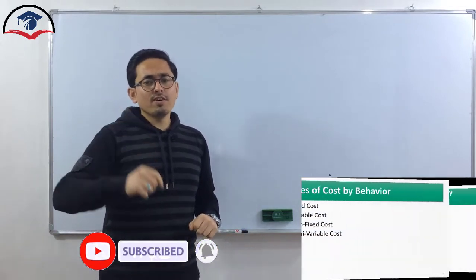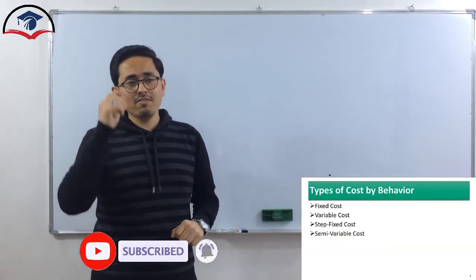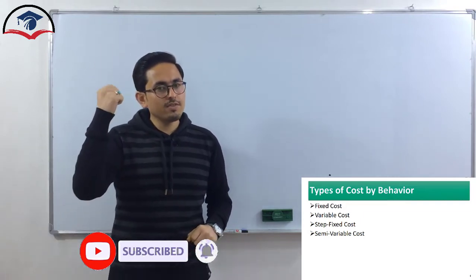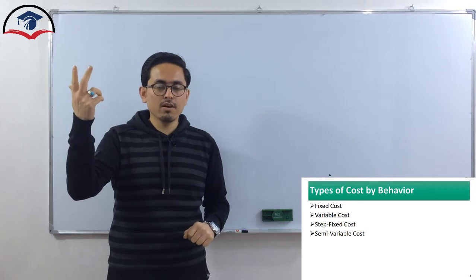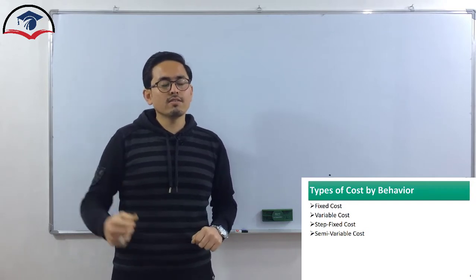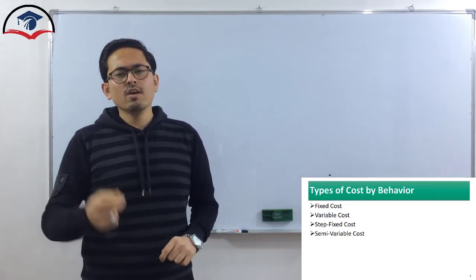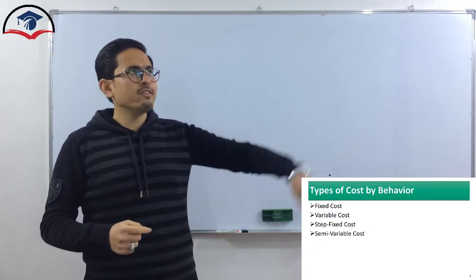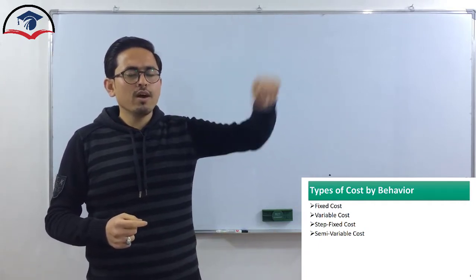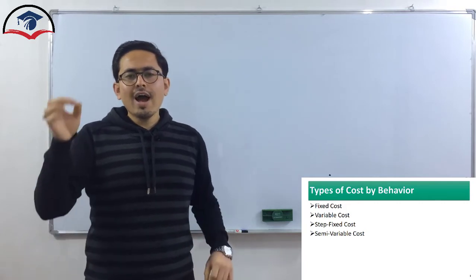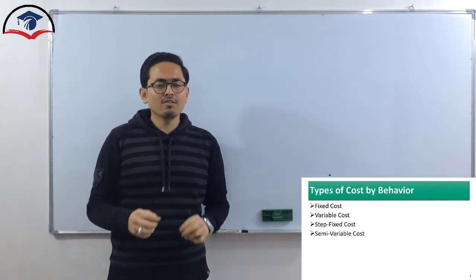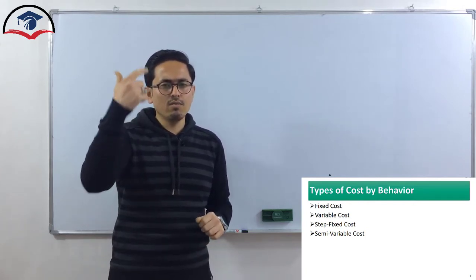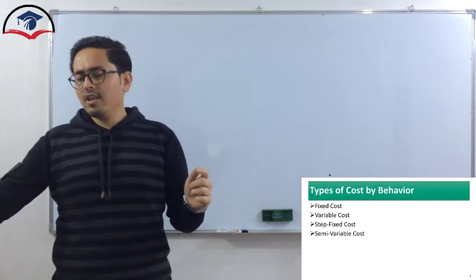Let's go further with the types of cost behavior. We have 4 types of cost behavior. The first one is the fixed cost, second variable cost, step fixed cost, and semi-variable cost. 2 of them will be covered here, and for the rest 2, here is a link. Go to this one and that will be covered there. And for the fixed cost and variable cost, we will have the definition, an example, and as always a practice question. Let's go in detail.